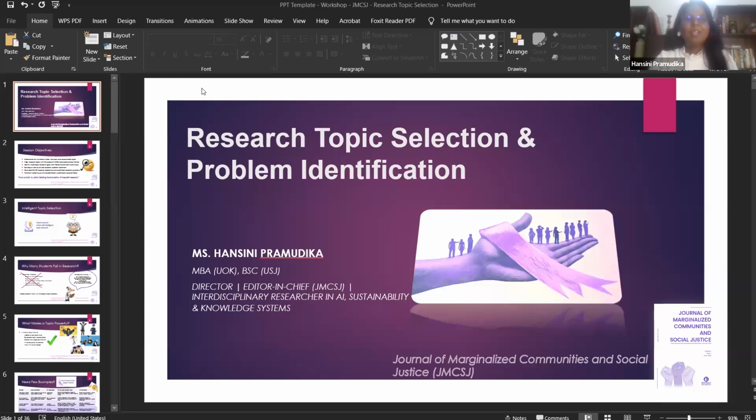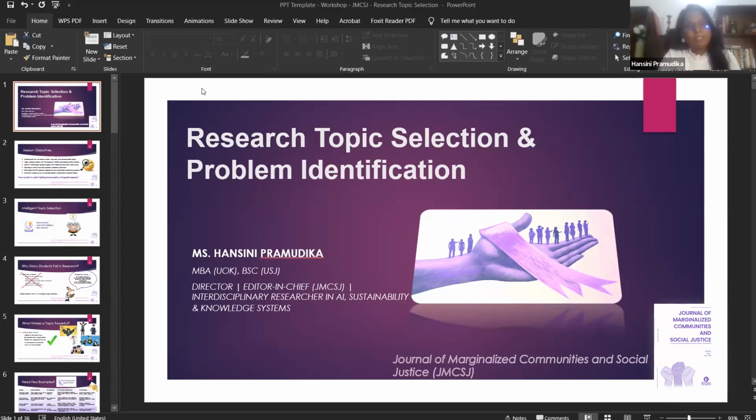All right. Today's session is research topic selection and problem identification. So very important: without selecting any topic, you are unable to conduct your research. So selecting the topic is very much critical, and it is a challenging stage. So the thing is, you have to consider many plenty of important things before determining your research topic.